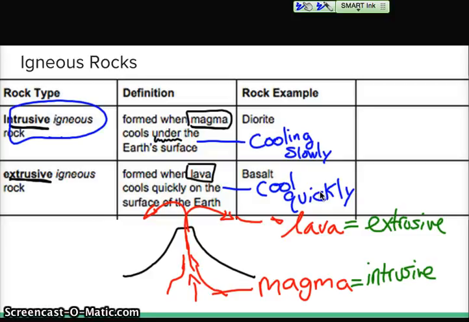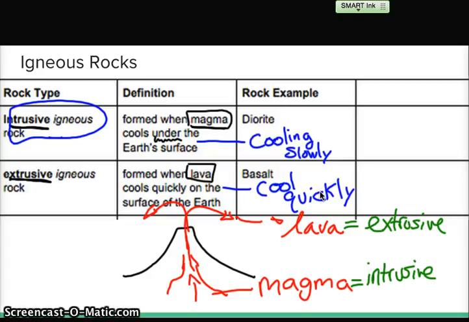And that's just like the group that only has about 30 seconds in order to put their sculpture together. They don't have very much time, so their sculpture is going to be small, whereas the group that had a lot of time, the intrusive igneous rocks, or the group that had an hour and a half, they're going to have a really big structure in comparison.